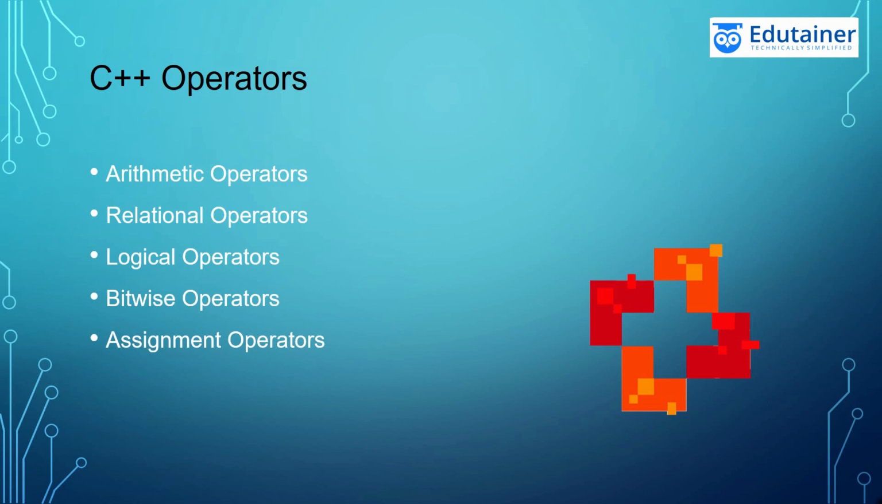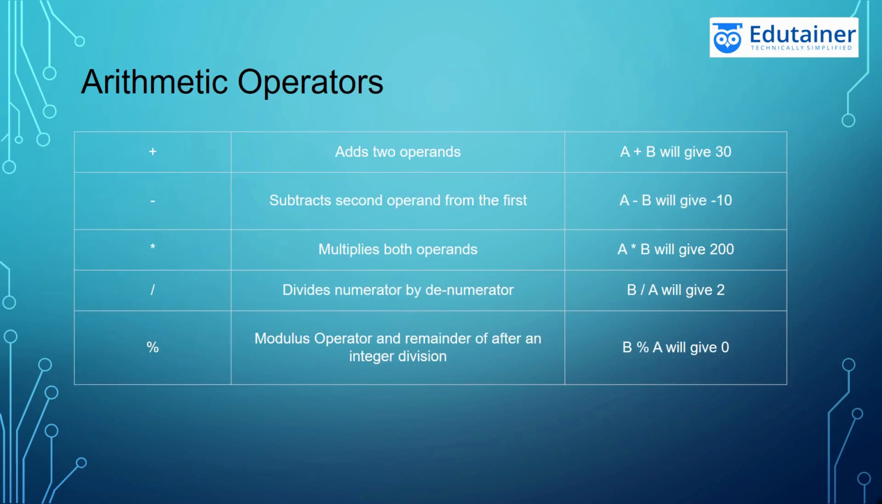So let's start with arithmetic operators. As the name suggests, we will be performing some arithmetic operations. So we have some of the arithmetic signs over here. As you can see, the first one is a plus sign that helps us to add two operands. The value of A is 10 and the value of B is 20. So 10 plus 20 will be giving us 30.